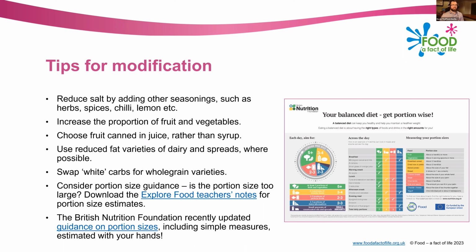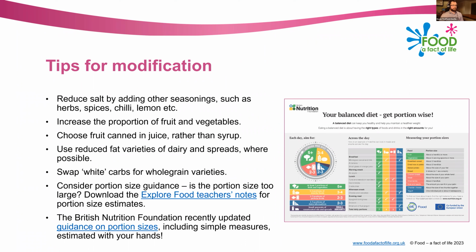Fruit and vegetables tend to be nutrient dense, but fairly low in calories for their weight. So increasing the proportion of fruit and vegetables in a dish can increase the portion size without massively increasing the calories. Choose fruit canned in juice rather than syrup. There are additional nutrients in the juice, and the syrup tends to be higher in sugar and calories.